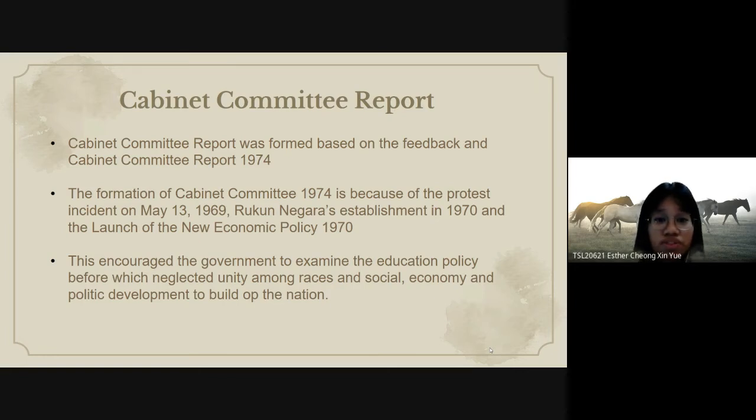The Cabinet Committee report was formed based on the feedback, and based on the Cabinet Committee report 1974. The formation of the Cabinet Committee in 1974 was because of the protest incident on May 13, 1969, Rukun Negara's establishment in 1970, and the launch of the new economic policy in 1970. This encouraged the government to examine the education policy, which had previously neglected the unity among the races and social, economic, and political development to build up the nation.